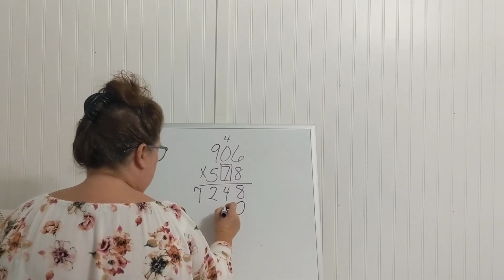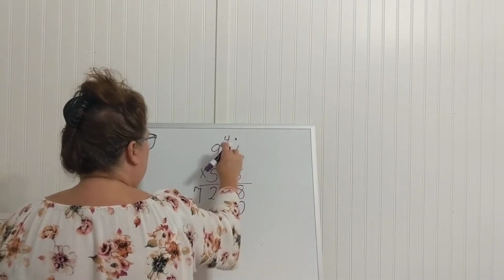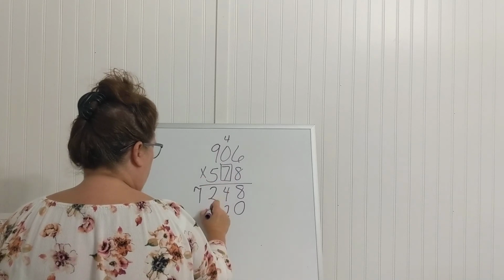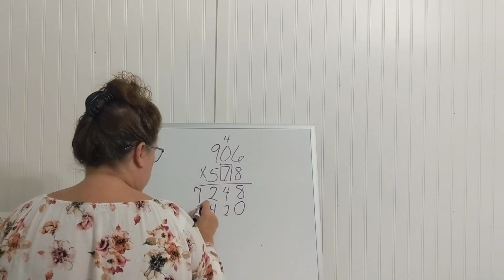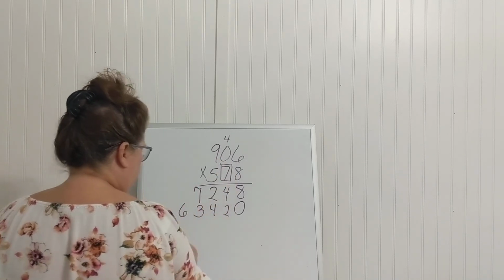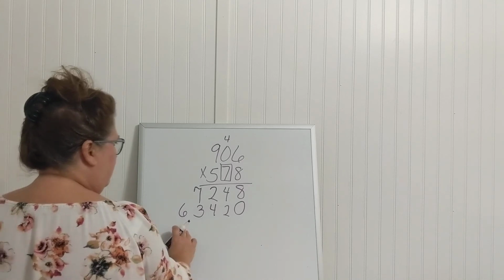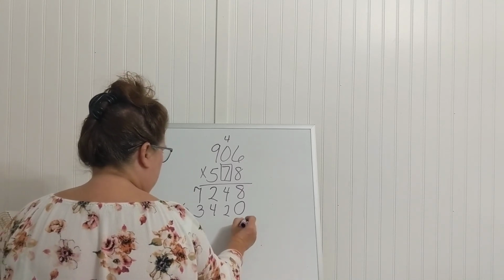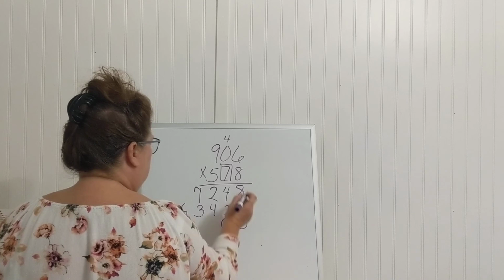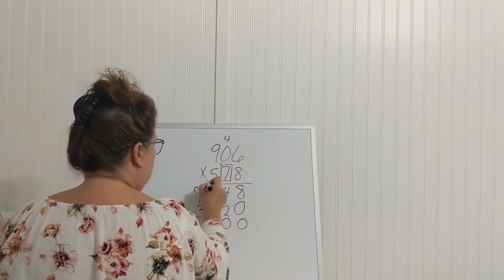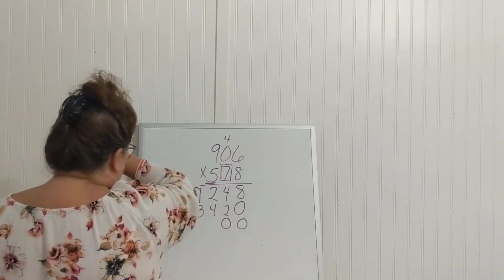6 times 7 is 42, put 2 down, carry your 4. 0 times 7 is 0, plus our 4, and 9 times 7 is 63. Make sure your 6 is in a nice new column all by itself. Now we have a 0 in the 1's place, 0 in the 10's place. We're multiplying 906 times our digit in the 100's place.